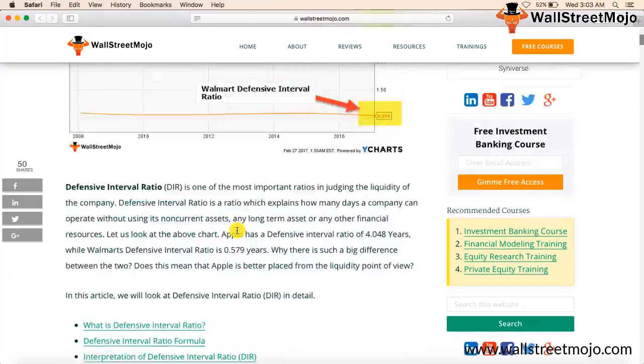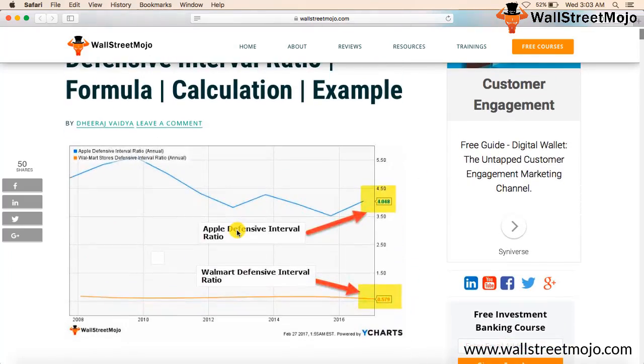So friends, coming back to the point that we discussed, when we are saying Apple's defensive interval ratio is 4.048, what does it indicate? It indicates that Apple can meet its expenses for 4.048 years, assuming it's annual, without selling even a single dollar of its non-current assets. Whereas Walmart's 0.579 indicates that it can continue the business for 0.579 years without touching the non-current assets.